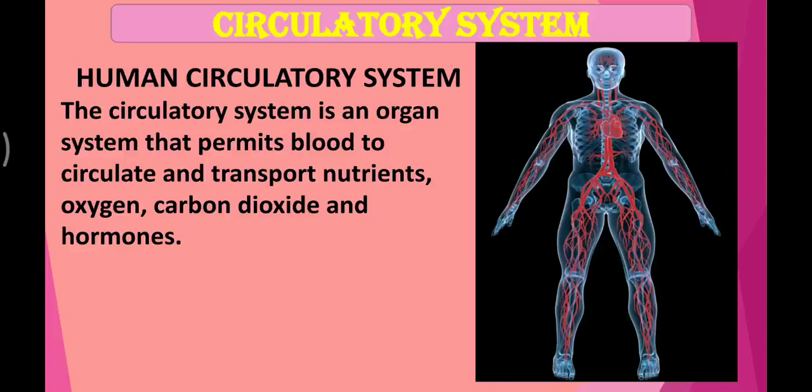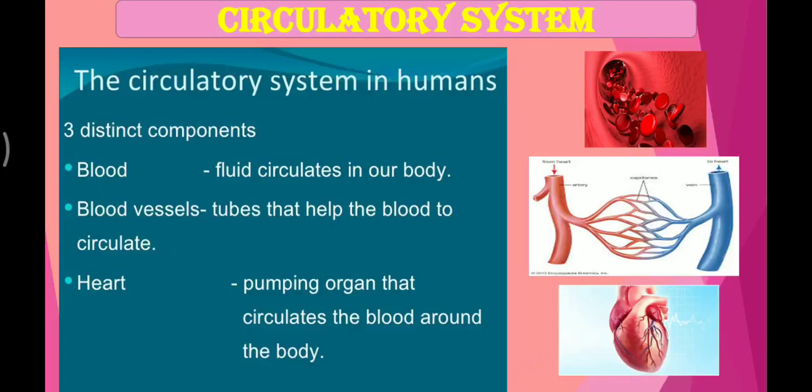There you can see red color, whatever you see in the red color, they are nerves, blood vessels, heart and blood going through it. All this comes under the circulatory system. Now, circulatory system. In humans, there are three important components. First one is blood. Blood is like a fluid. It is like liquid which circulates in the body.